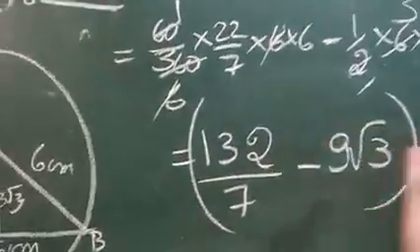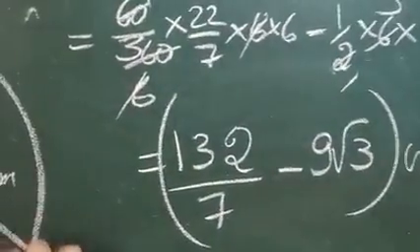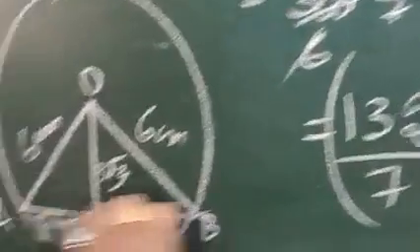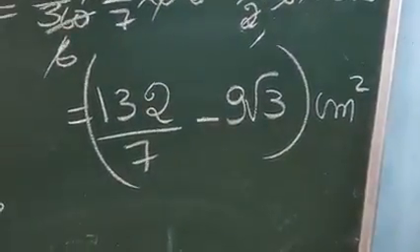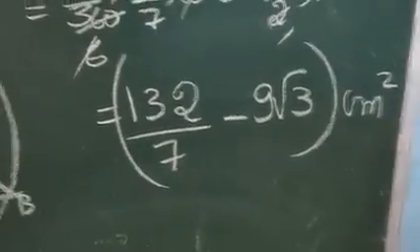Now if you know the root 3 value, you can substitute and simplify, then you will get the exact value of this segment. Right? Now if you have written this much, it is enough: minor segment is equal to 132 by 7 minus 9 root 3 centimeter square.